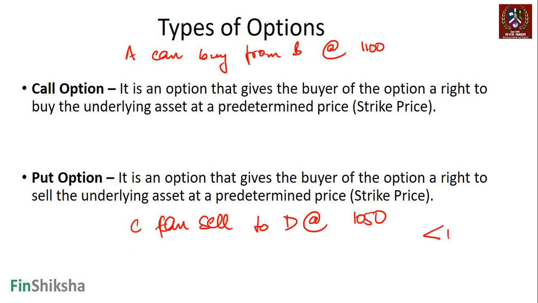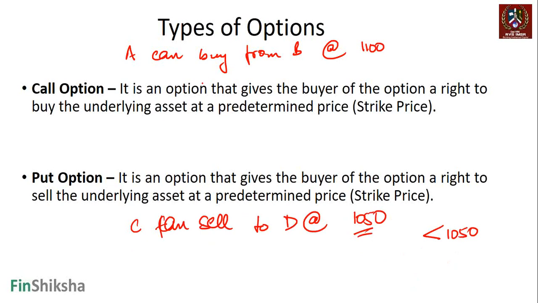When the price is less than 1050, right? Then C will buy at 1000 and sell to D at 1050 and then make a profit. If the price is more than 1050, then C will sell in the market at that higher price. Why will C sell to D?